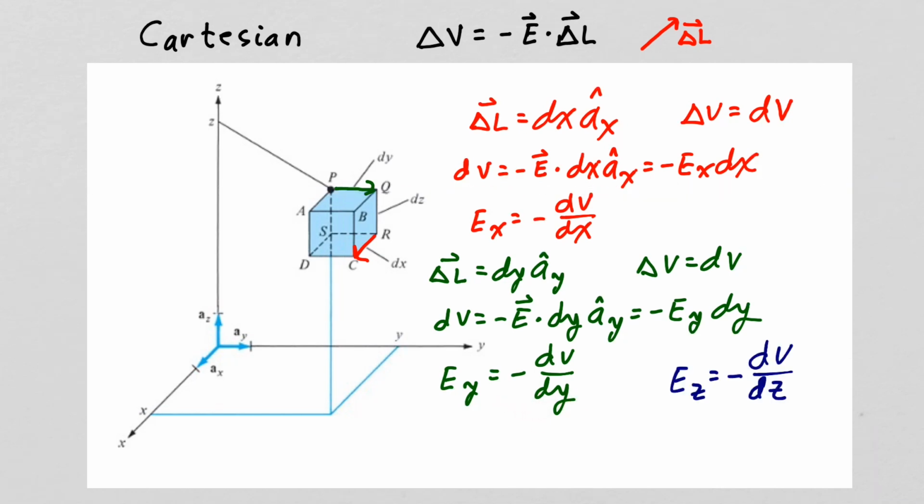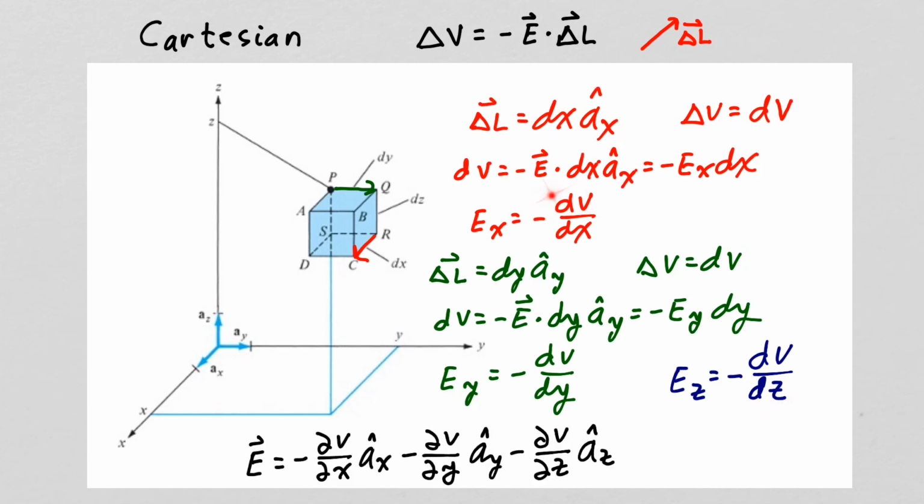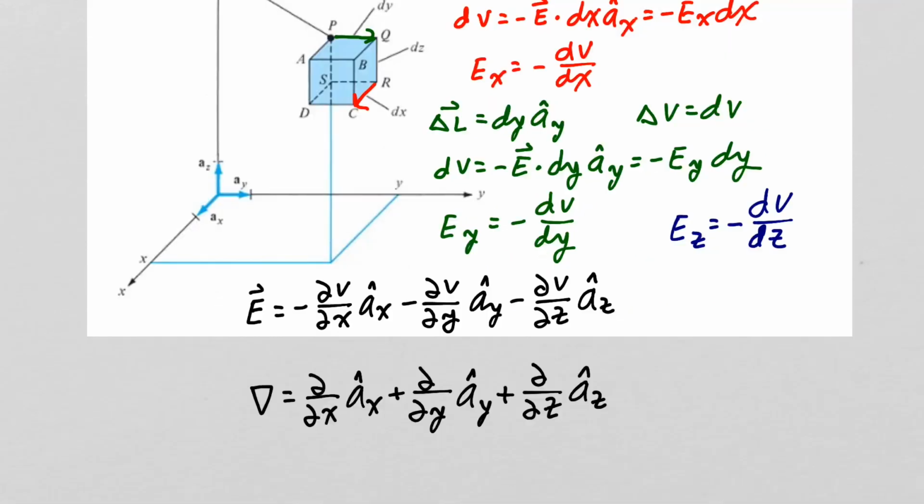Now that we have the three components, we can write the equation for finding the electric field intensity from the potential field. Recalling the form of our del operator, we can see why we write the gradient of the potential as del V.